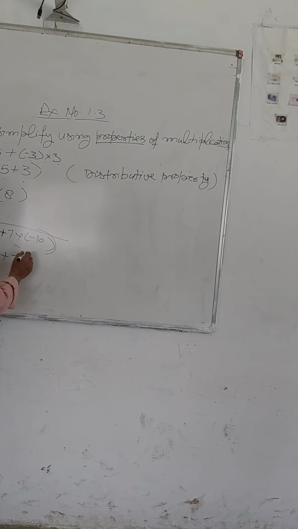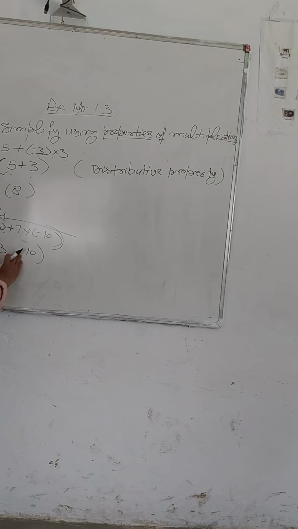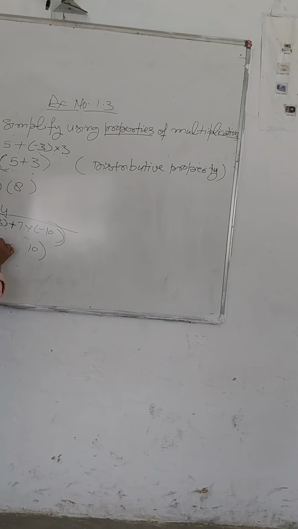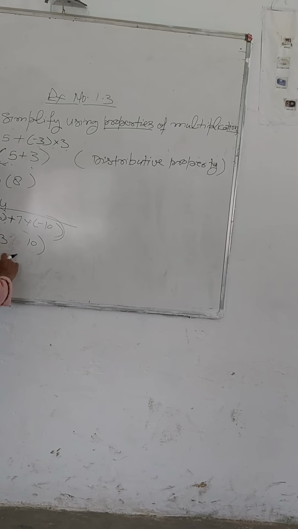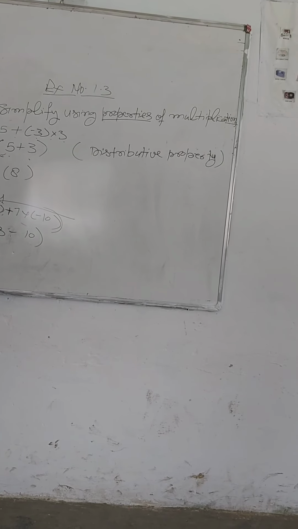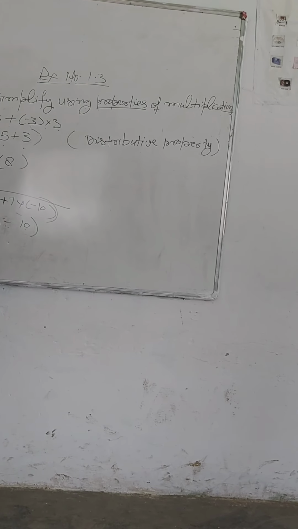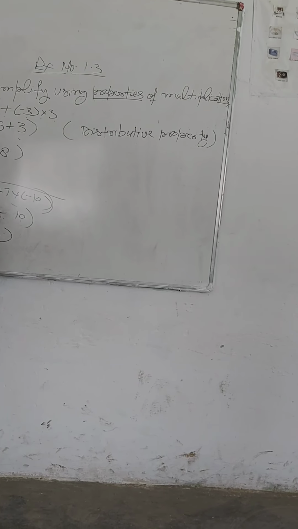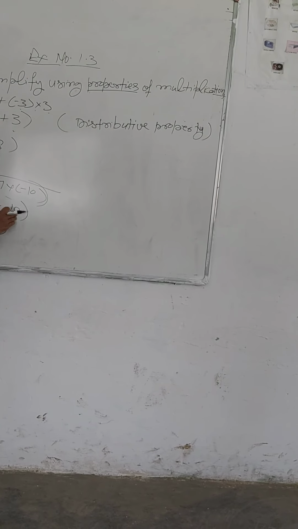minus 10. Minus 13 minus 10. So it will become minus 10. Now here, minus 13 minus 10 will become minus 23, because if both numbers have the same sign, you have to add them.